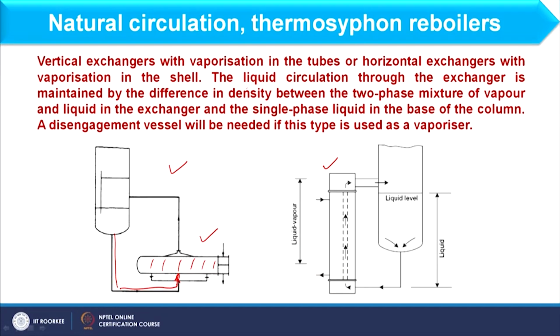So, as far as natural circulation is concerned, the liquid circulation through the exchanger is maintained by difference in density between two phase mixture of vapor and liquid in the reboiler and the single phase liquid in the base of the column. Okay. So, if I am considering this section, or this section, we have only single phase, that is the liquid. However, inside the reboiler, either it is this or this, we consider two phase flow. Okay. So, natural circulation means, so how we make the natural circulation?